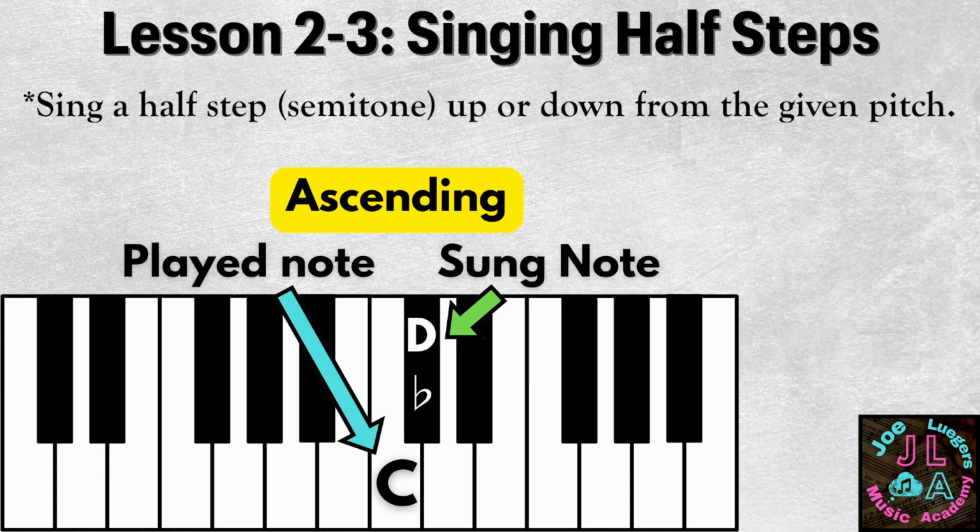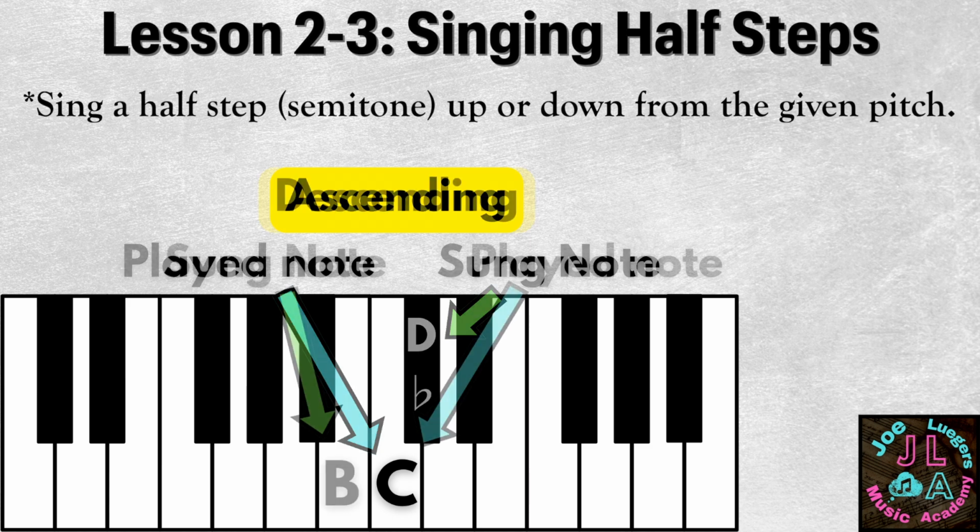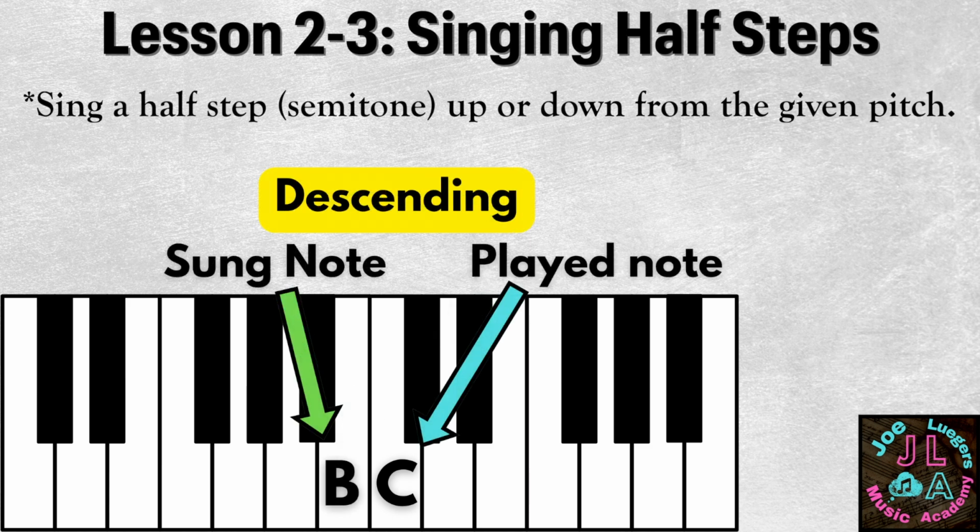Lesson 2-3. For the first 3 questions, I'll play a note 4 times and request that you sing a half step up from that pitch. The first 3 times, I will stay silent on the requested note. The fourth and final time, I'll play the note with you, allowing you to check your answer. For the last 3 questions, I'll ask you to sing a half step down from the given note.